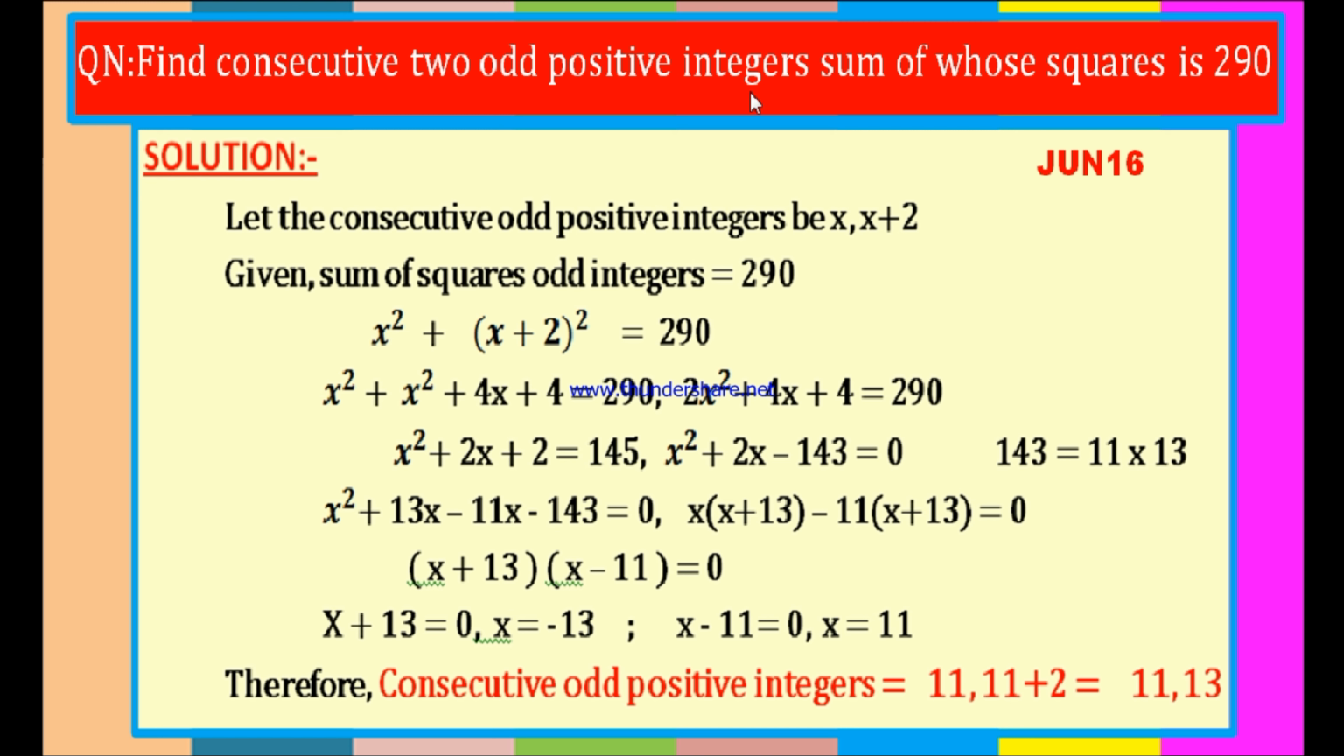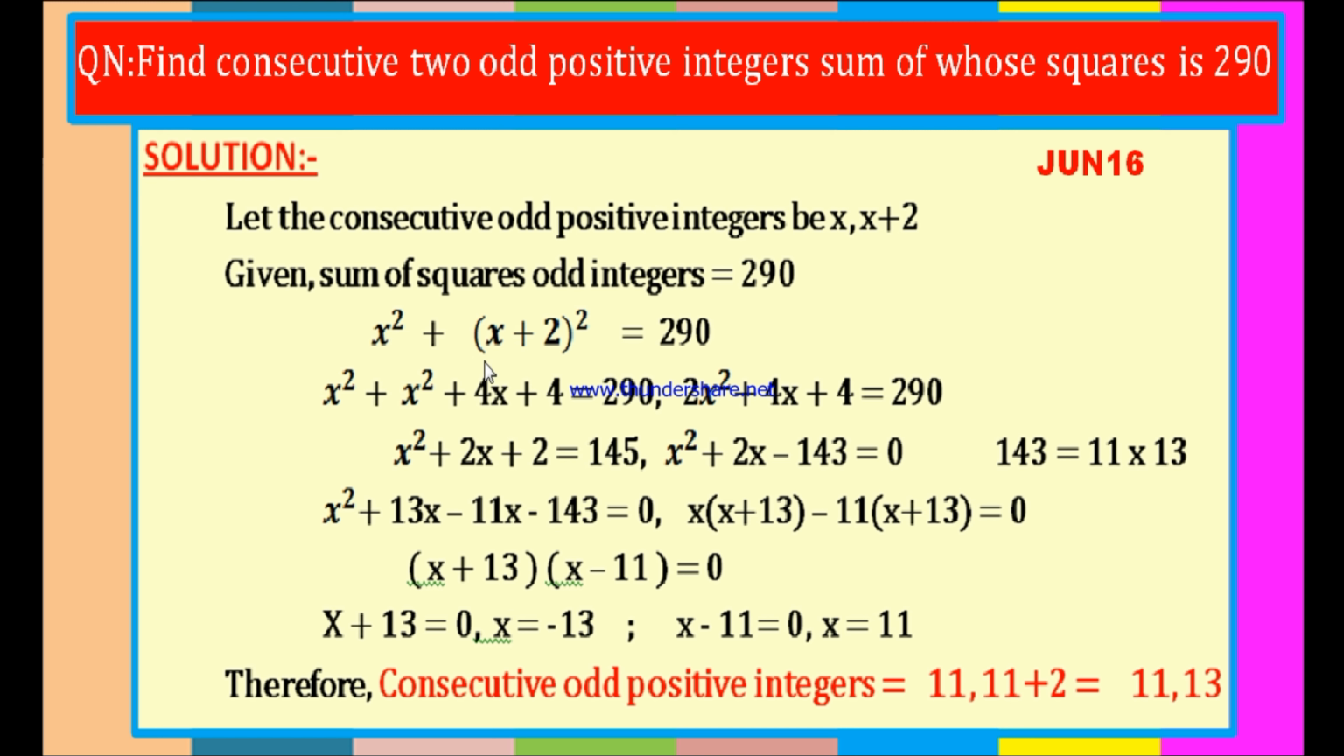We are given that the sum of the squares is 290. The square of x is x square and the square of x plus 2 is x plus 2 whole square. We are given that the sum of the squares of two consecutive odd positive integers is 290. If one integer is x and the second is x plus 2, then the sum of the squares is x square plus x plus 2 whole square, which is 290.